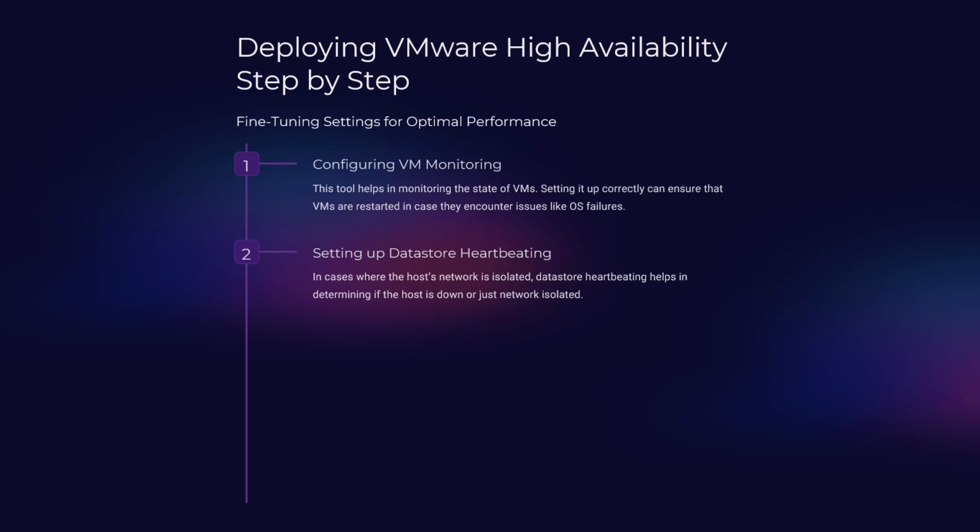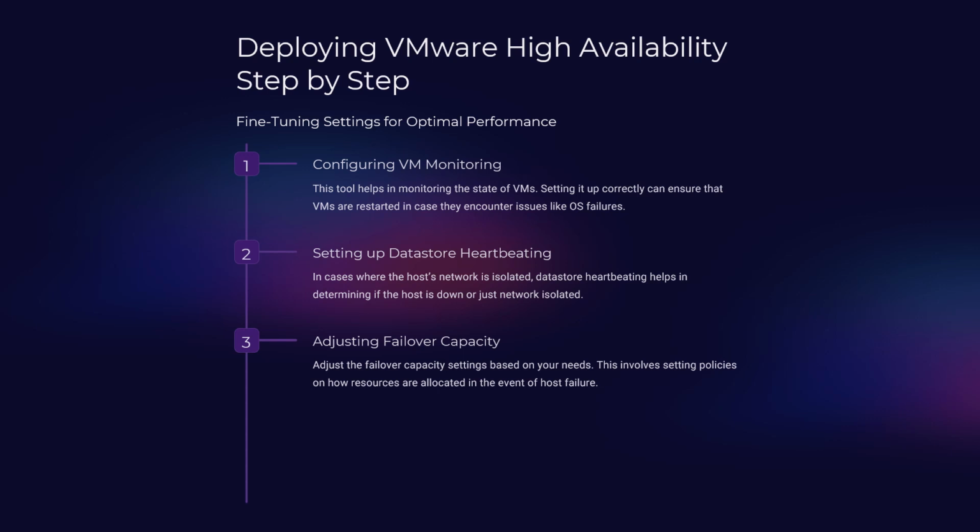Setting up data store heartbeating. In cases where the host's network is isolated, data store heartbeating helps in determining if the host is down or just network isolated. Adjusting failover capacity. Adjust the failover capacity settings based on your needs. This involves setting policies on how resources are allocated in the event of host failure. Testing the HA configuration. After configuration, it's advisable to perform tests by simulating failures.